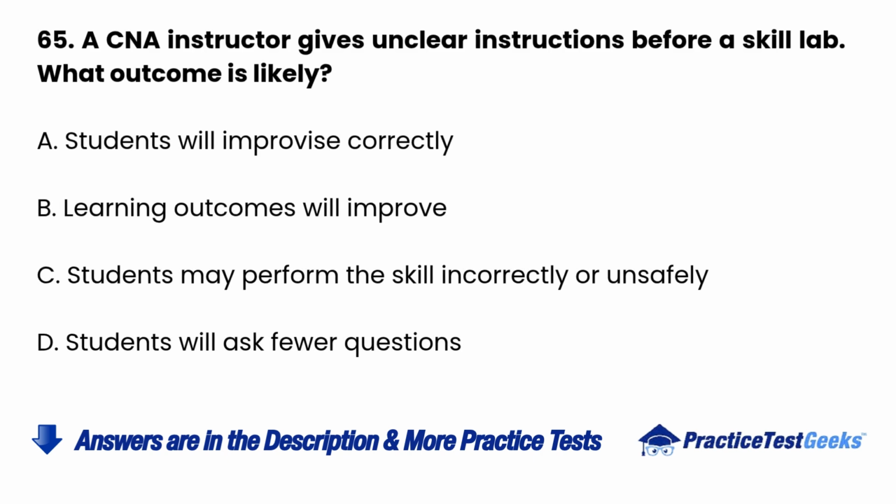65. A CNA instructor gives unclear instructions before a skill lab. What outcome is likely? A. Students will improvise correctly. B. Learning outcomes will improve. C. Students may perform the skill incorrectly or unsafely. D. Students will ask fewer questions.